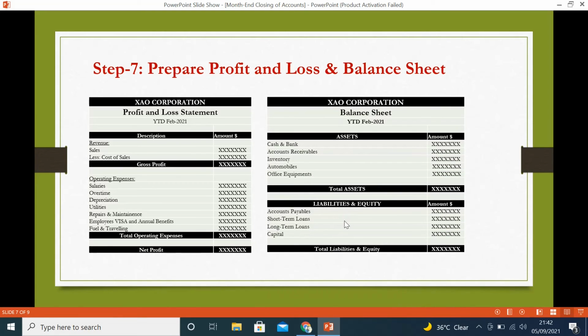After that, you will go and create the balance sheet. The balance sheet is a comparison of assets and total liabilities. A balance sheet is a financial statement that reports a company's total assets, total liabilities, and shareholders' equity at a specific point of time. It provides a snapshot of what a company owns and what the company owes.